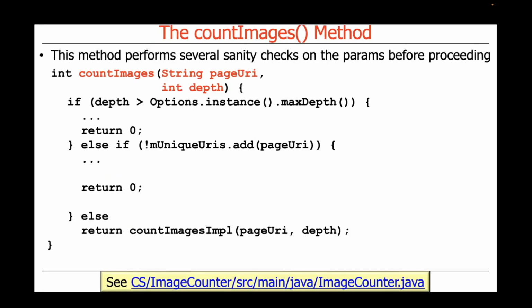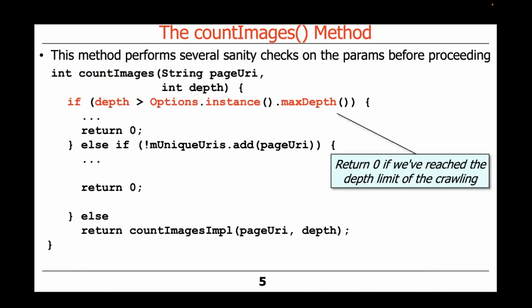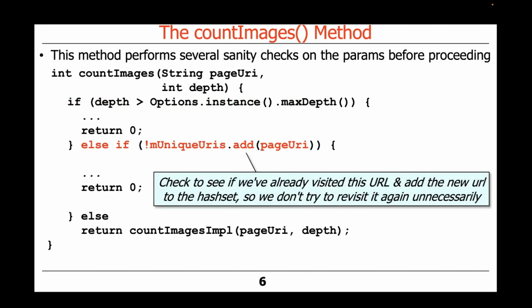This method is called by the constructor, and it performs several sanity checks on the parameters it's passed before proceeding. The first thing it's going to do is check to see if the depth parameter exceeds the maximum depth. We get the maximum depth from our options singleton, and if we've reached the depth that's the limit, we're going to return 0. Then we're going to use the mUniqueURIs hash set to try to add the page URI to the hash set. If this is the first time it's seen that particular page URI, it'll add it and we're fine. Otherwise, we've already visited this URL, and therefore we're going to return 0 so we don't try to revisit it again unnecessarily.